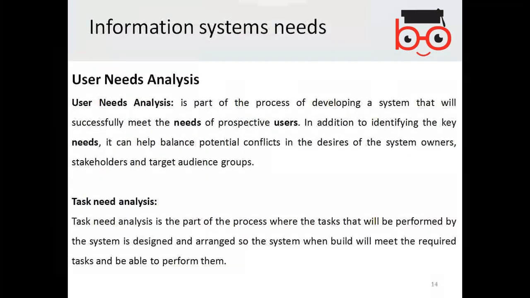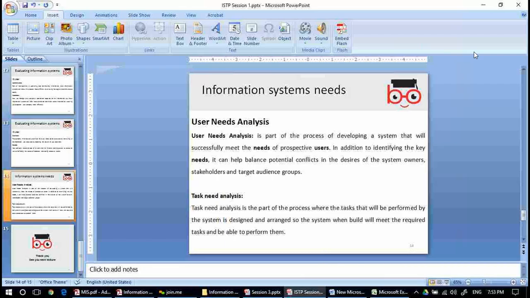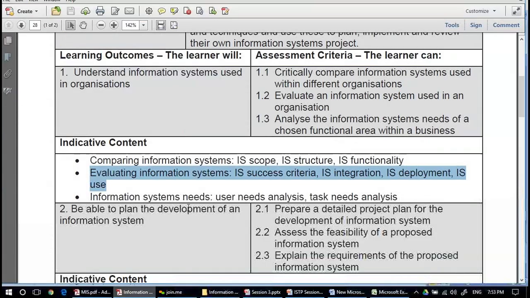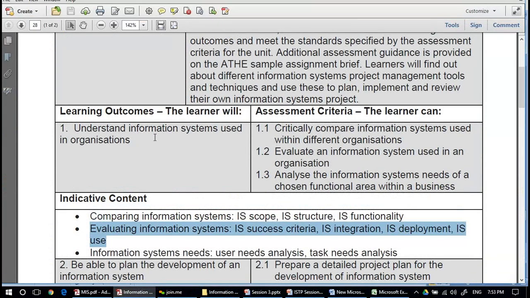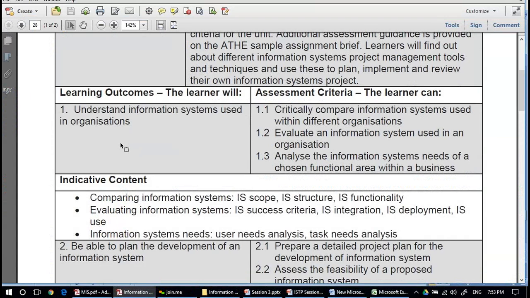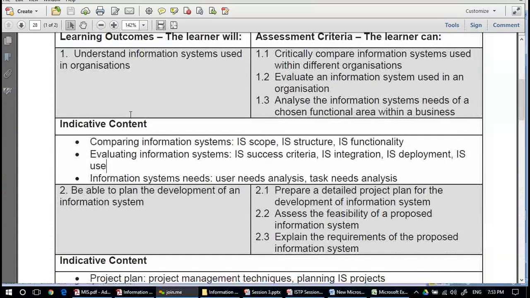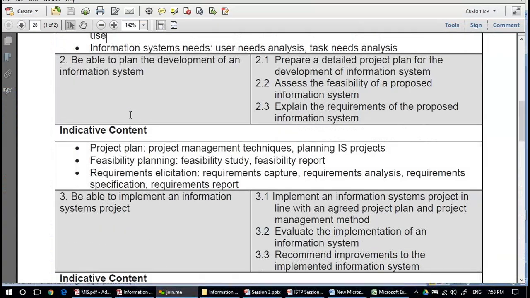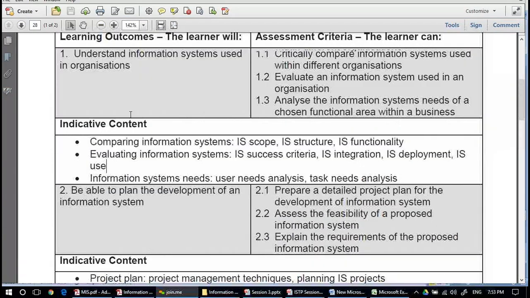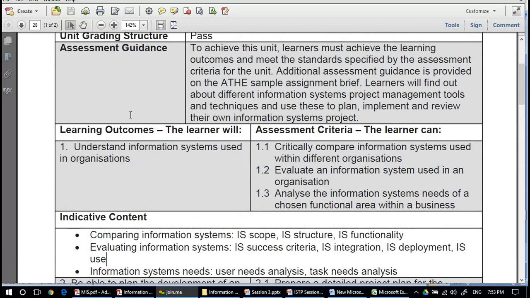So overall, from the definition of the information system to the types, scope, structure, criteria, integration, and user need analysis, they basically help you to understand the information systems used within the organization. So learning outcome 1 is completed here, and we will complete the next sessions, and you're most welcome to ask any questions if you have now.